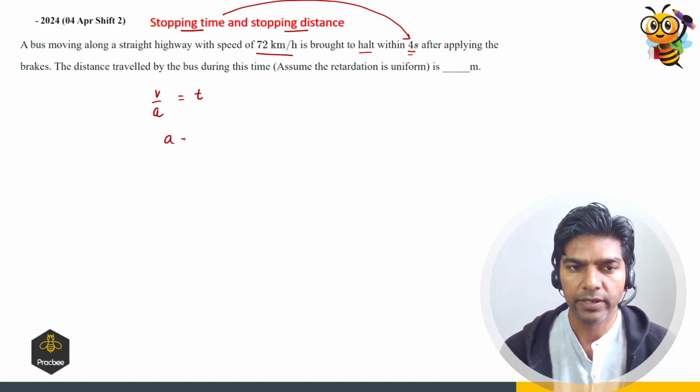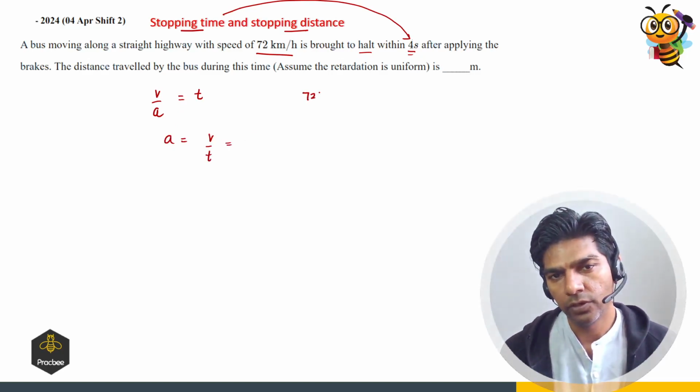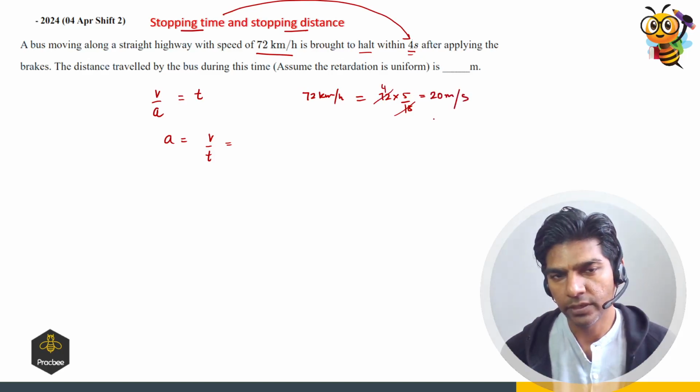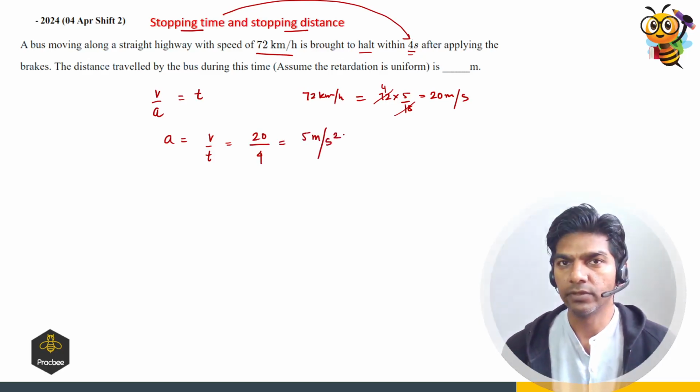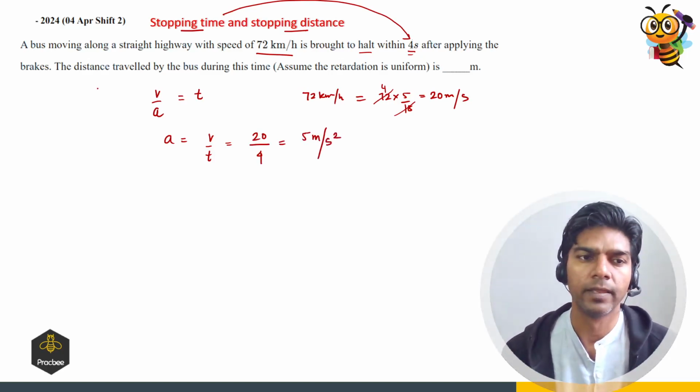So from this we can find acceleration, which is v by t, and v is 72 kilometers per hour, which can be written in meters per second as 72 times 5 by 18. That will give us 20 meters per second. So 20 divided by 4 will give us 5 meters per second square. So that is the acceleration or the retardation.